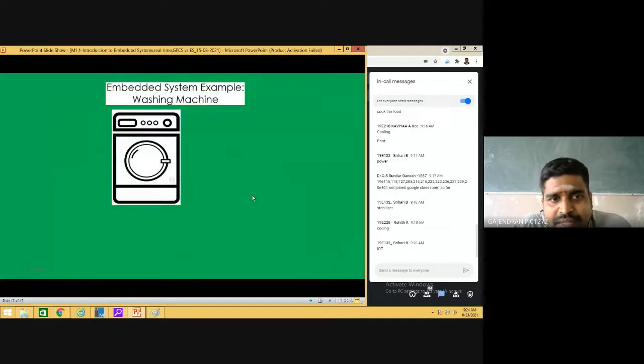Okay, then. So again, if you take a washing machine, please type it in the chat box or unmute and interact. What are all the things you require for this washing machine as input and output? Please. What are all the things you require? That electromechanical system we discussed, no? It is converted into an embedded system. Please, quick. Abhinaya, are you there? Abhinaya, can you tell me any two components required to make the washing machine into an embedded system? Abhinaya?